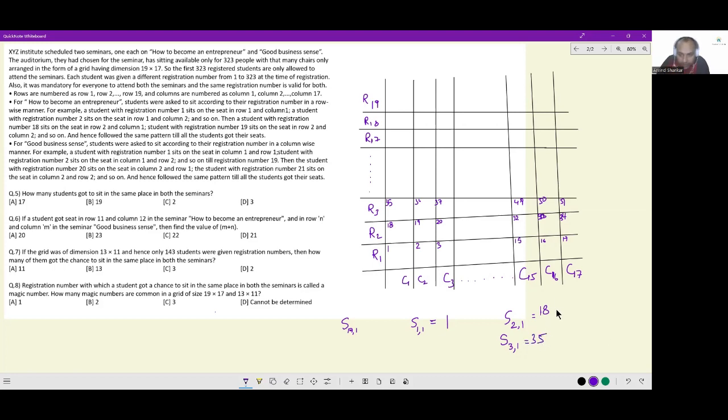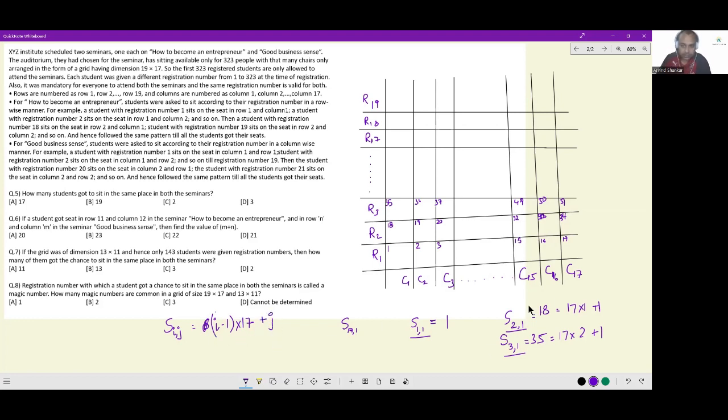Can you see, this 18 can be broken down as 17 into 1 plus 1, and this 35 can be broken down as 17 into 2 plus 1. So if I want to create a general form, how am I doing it? Let's say the seat number was ij, where i is the row number, j is the column number. You get it as (i minus 1) into 17 plus j.